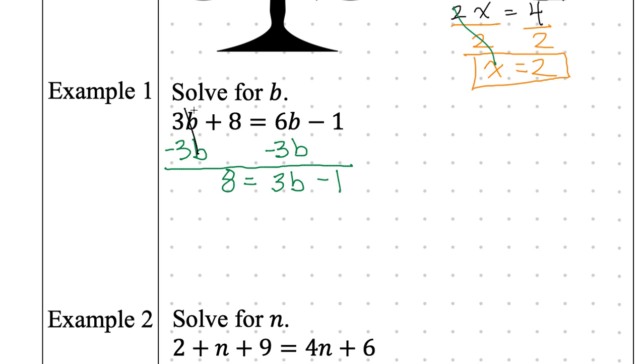Yeah, Esha. I think I would do +1 on both sides. Let's do it. +1 on both sides. You are correct. And what is that going to do to our equation, Esha? What's our new equation after that? It'd be 9 equals 3b. There it is. Yeah, thank you. I'll come get your card.